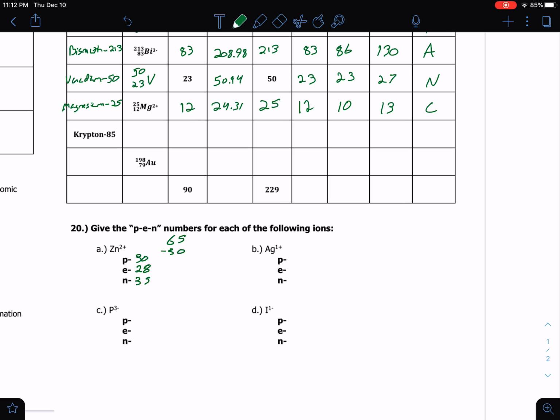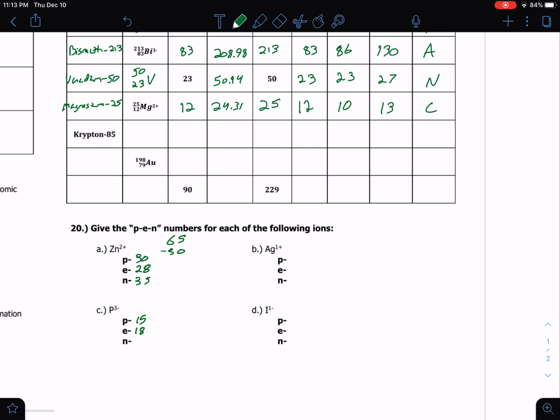Okay, so we're going to move on to phosphorus. So we have a P with a -3 charge. Phosphorus has an atomic number of 15. I have a negative charge here, so that means I have extra electrons. So this would be 18 electrons.